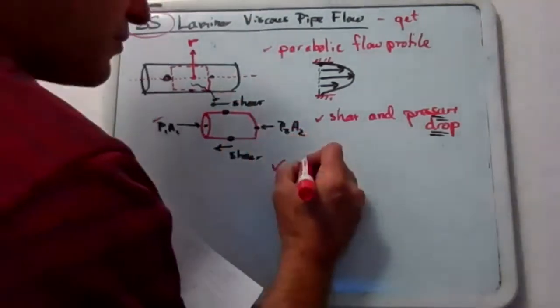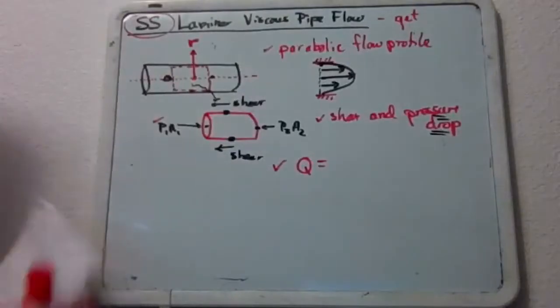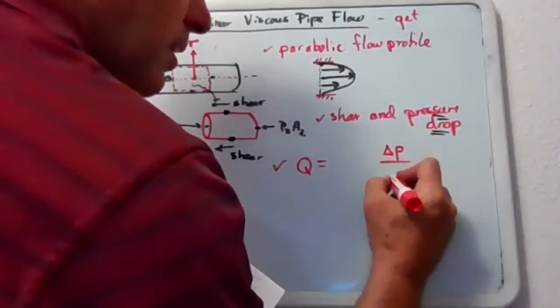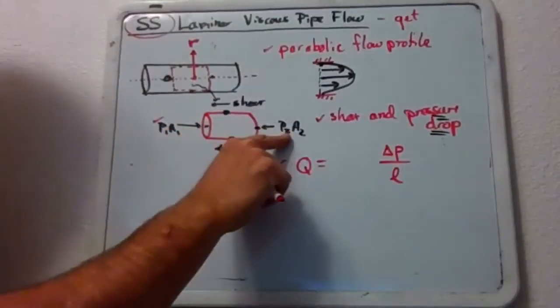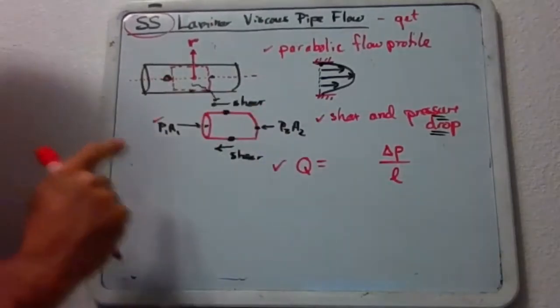That the volumetric flow rate in a pipe like this depends on the pressure drop rate, and that was delta P over L. The bigger the pressure drop rate we get, the bigger this pressure is here versus that pressure there, and the more steady state flow we end up getting, okay?